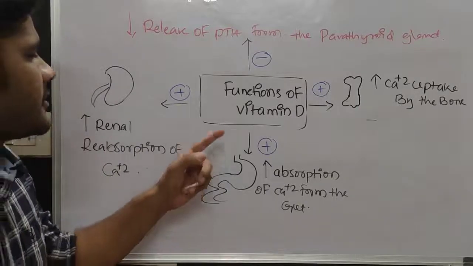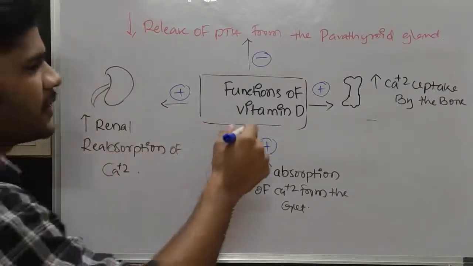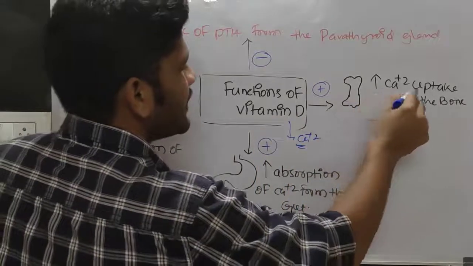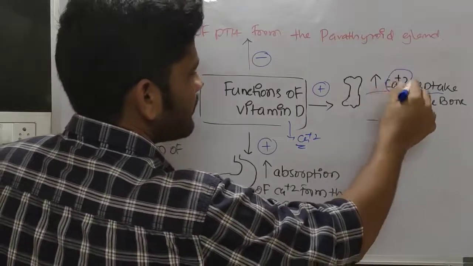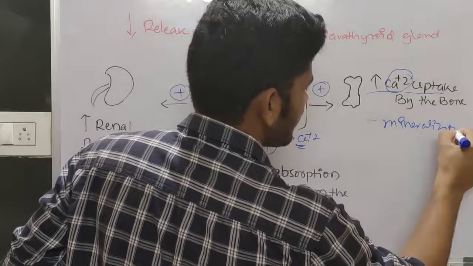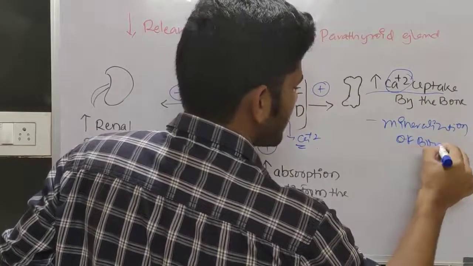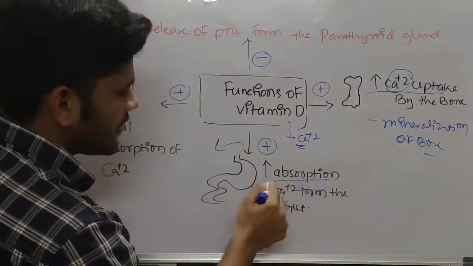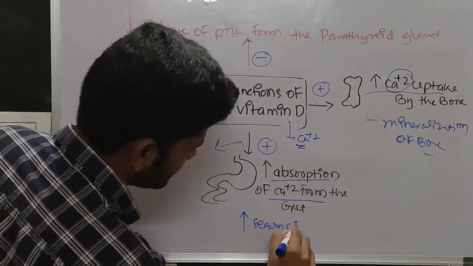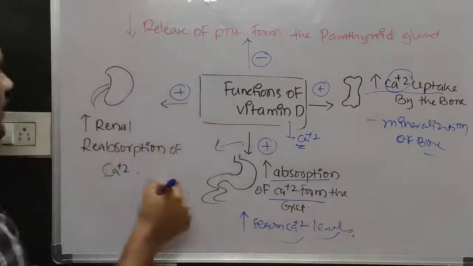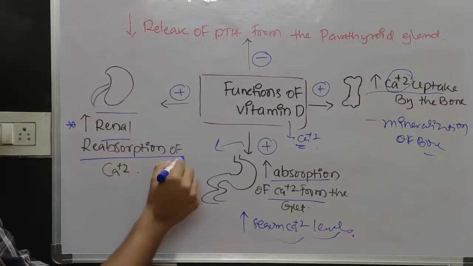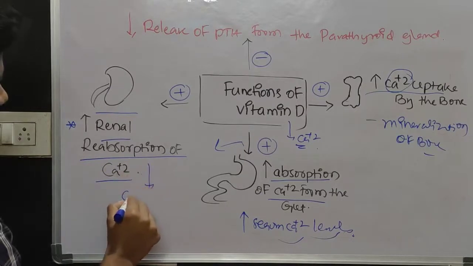The functions of vitamin D. The vitamin D functions are mainly on the bone. It regulates the calcium metabolism. It increases the uptake of calcium by the bones and improves the mineralization of bones. It acts on the gut and increases the absorption of calcium from the gut and increases the serum calcium levels. It acts on the renal tubules and increases the renal reabsorption of calcium and increases the serum calcium levels.